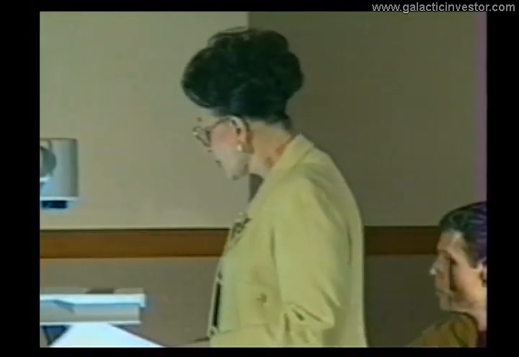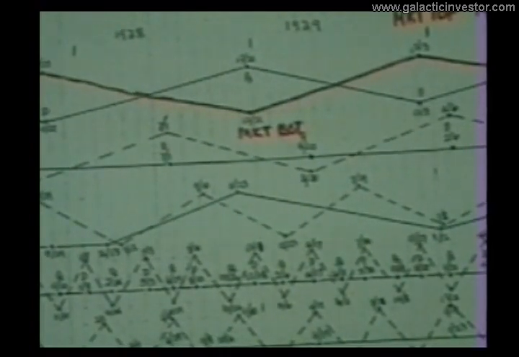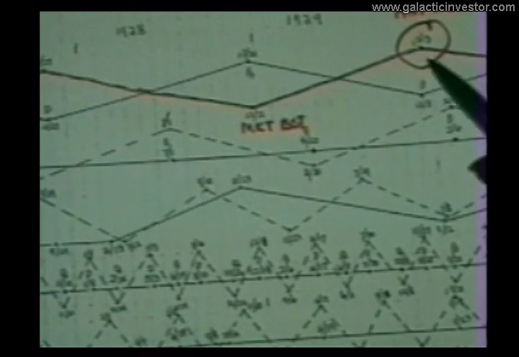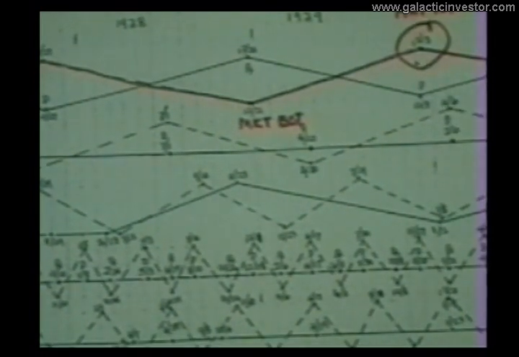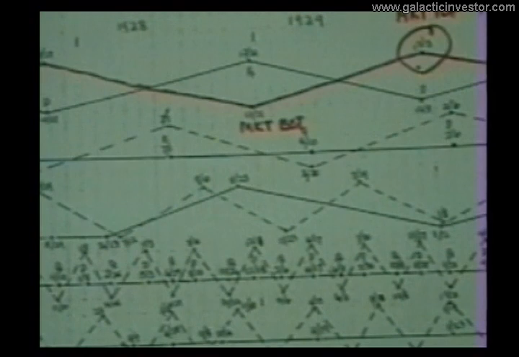On your next sheet you have 1929. In 1929 that you see went into a market top. So what did you have right here? It was a 9 year. It was the end of a 10-year cycle up.